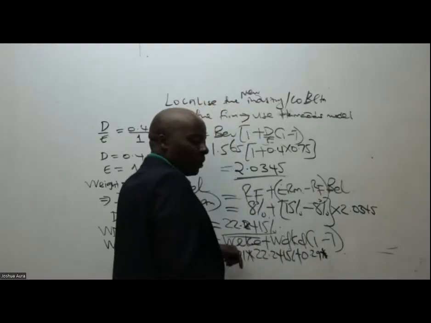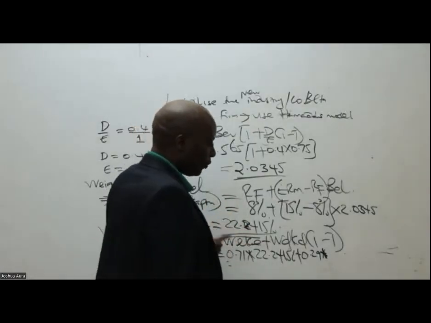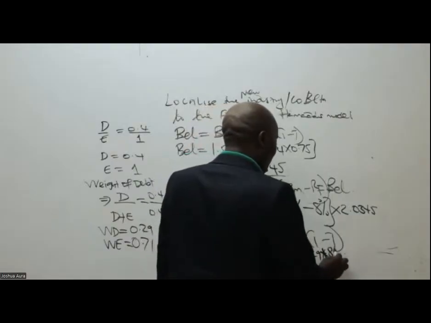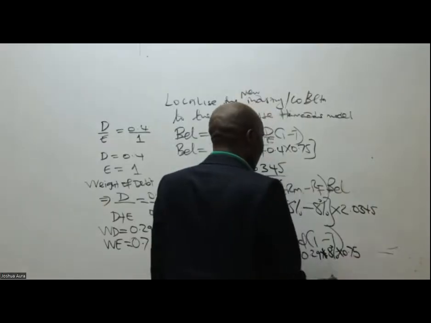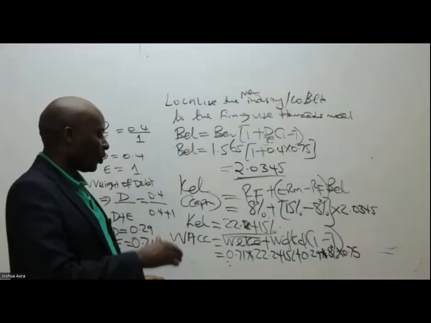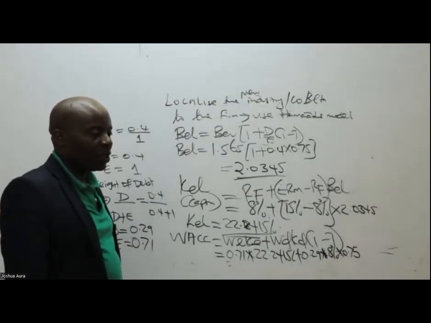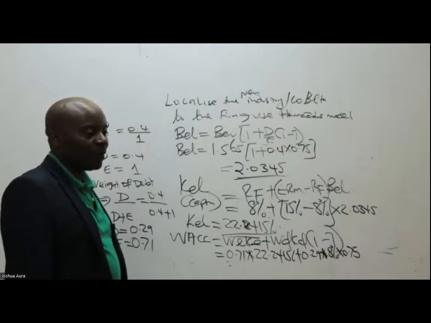Cost of debt, unless you're told otherwise, is normally risk-free because debt is secured. Debt, you must give a bank security. So cost of debt is normally secured. It is 8%. Multiply this by 0.75, like that. So could you kindly go ahead and give us the WACC.